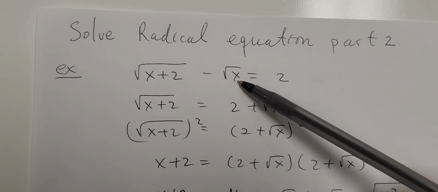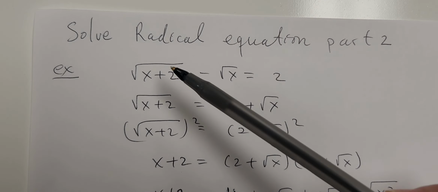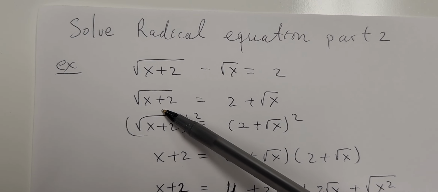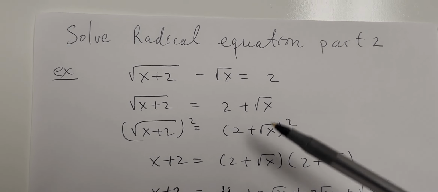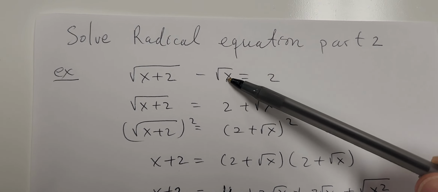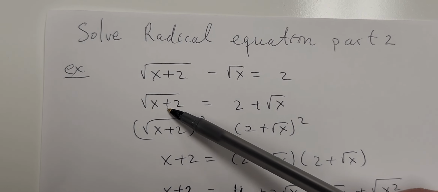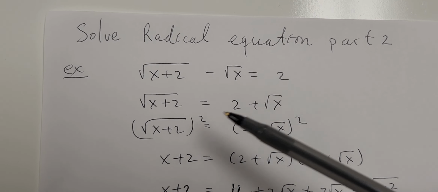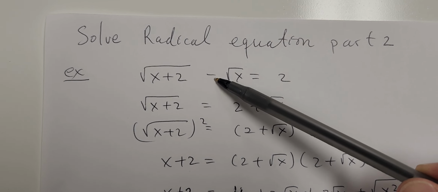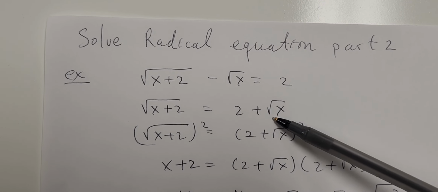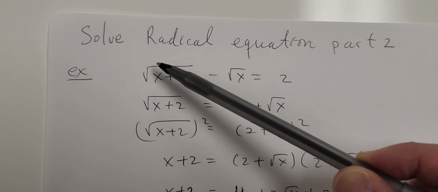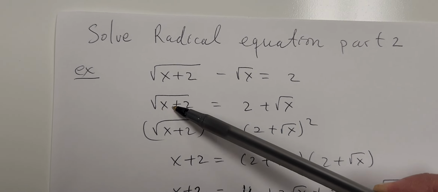Bring this radical x to the other side so that the square root of x plus 2 is by itself. Since this is negative, when I bring it over it becomes positive square root x. Now this is by itself.